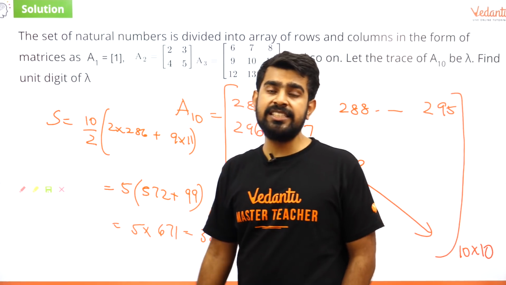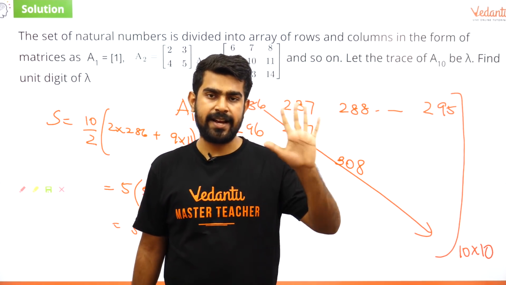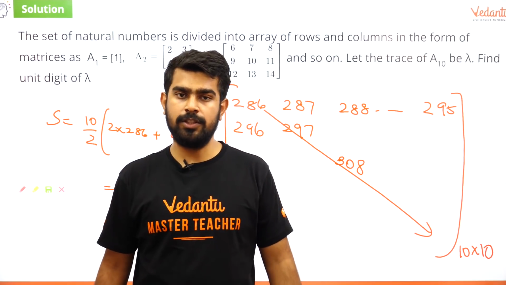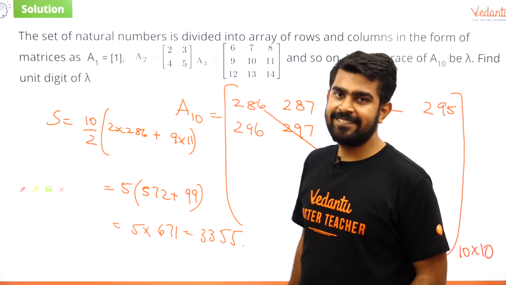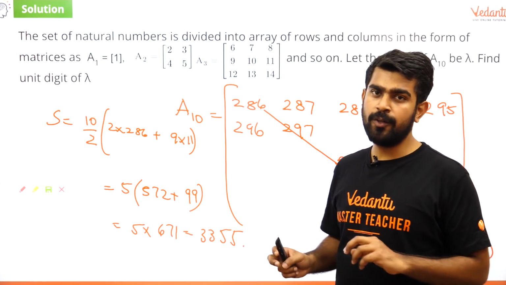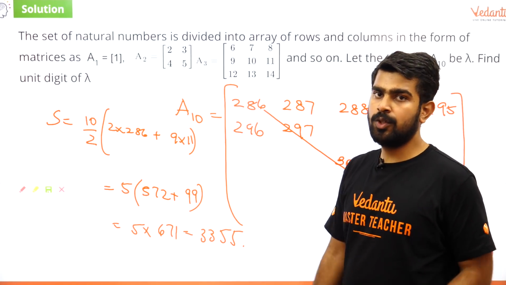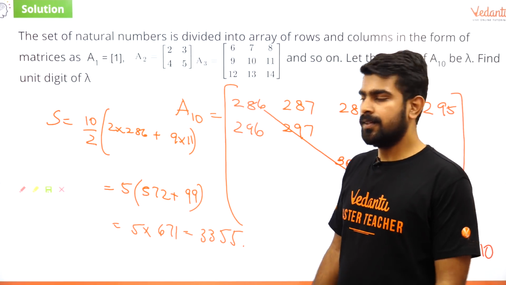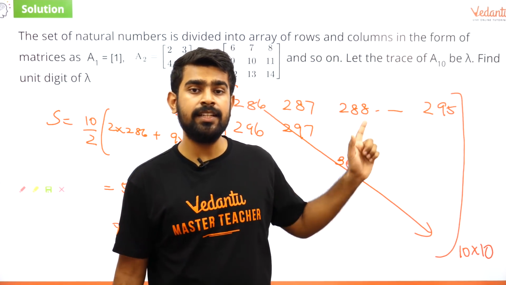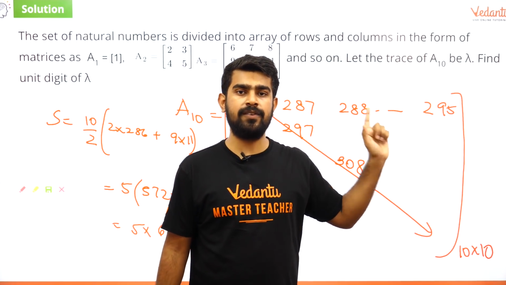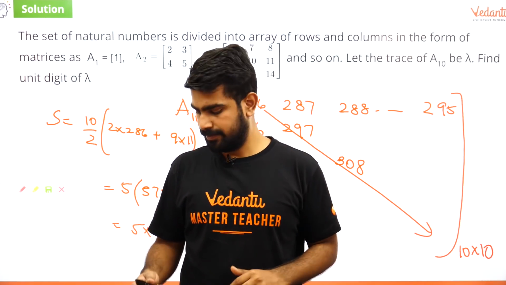So what is the units digit of lambda? The units digit of lambda is going to be 5 and that will be the answer for this question. Okay? Everyone got it? I hope you guys are able to follow. If you have any queries, please do comment them down. I will go through them. So the answer for this question is going to be 5 because they are asking what is the units digit of lambda. So the units digit of lambda is of course 5.